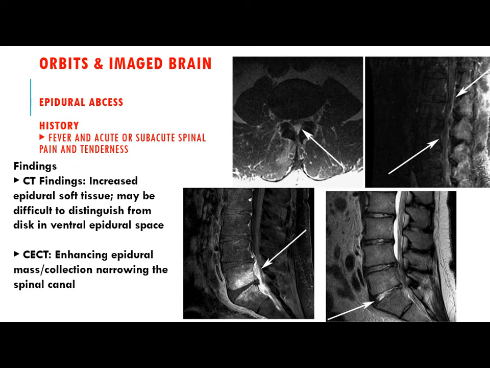Now this is a case of epidural abscess formation. Actually, it's better to see it with the MRI. That's why I have put the MRI image, but in the next image I have put the CT. The CT findings are increased epidural soft tissue, which may be difficult to distinguish from the disc in the ventral epidural space. In the contrast enhanced CT, there is an enhancing epidural mass or collection, and there will be narrowing of the spinal canal.